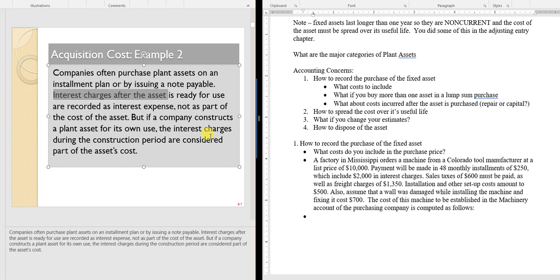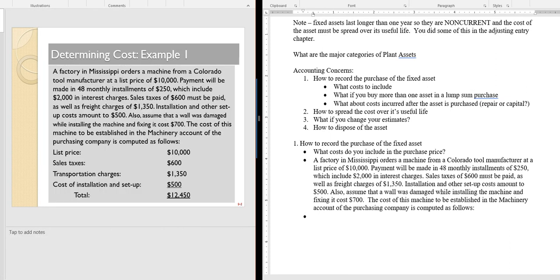So if I start running the machine and I run a few pieces of inventory through it to test it and get the specs right, all those items are added to the cost of the asset because I haven't started using it for its intended use. A building, if I'm building it, everything I add to it before I open the door the first day to get my customers in is added to the cost of the asset. So really focus on what is its intended use.